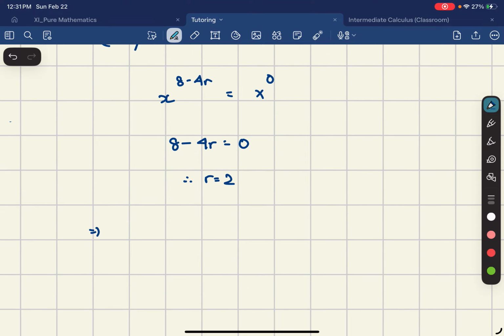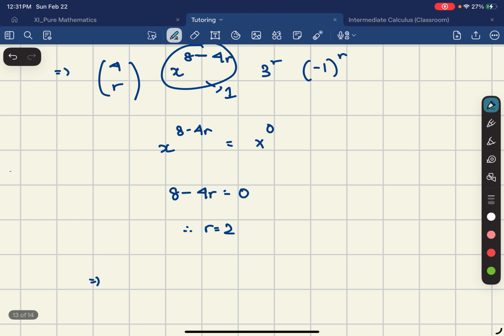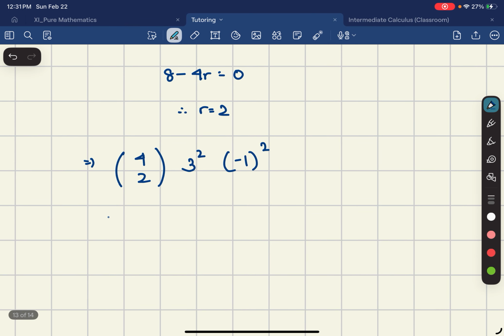And to find the term, because this whole x part is going to be 1, your constant term is just going to be 4 choose 2, 3 to the power 2, minus 1 to the power 2. And solving this gives us, this is 6 times 9, that is 54. So that is your constant term.